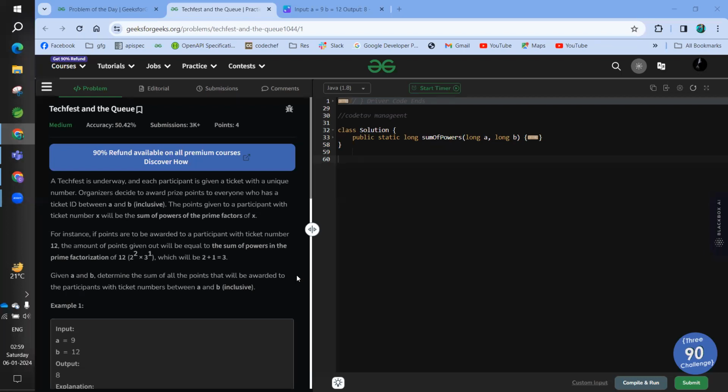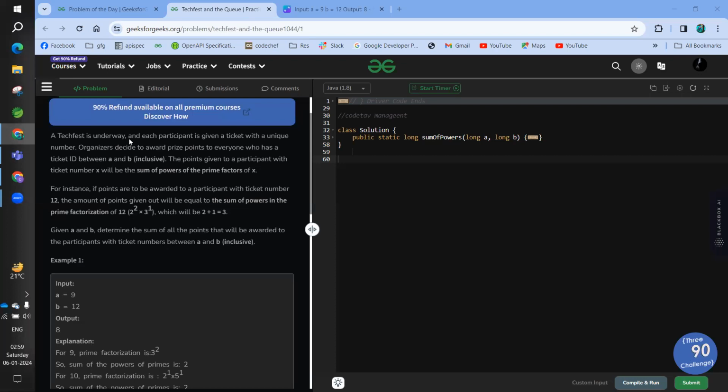So today we will also solve the GFG problem of the day. Today's problem is Techfest and the Queue. A Techfest is underway and each participant is given a ticket with a unique number. Organizers decide to award prize points to everyone who has a ticket ID between A and B, inclusive. The points given to a participant with ticket number X will be the sum of powers of the prime factors of X.